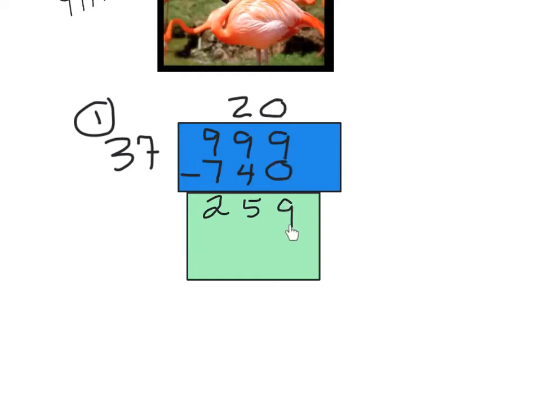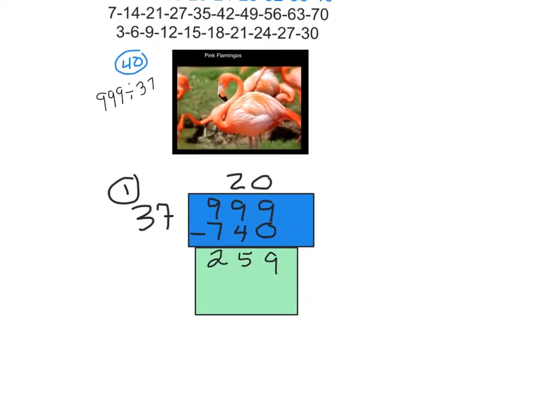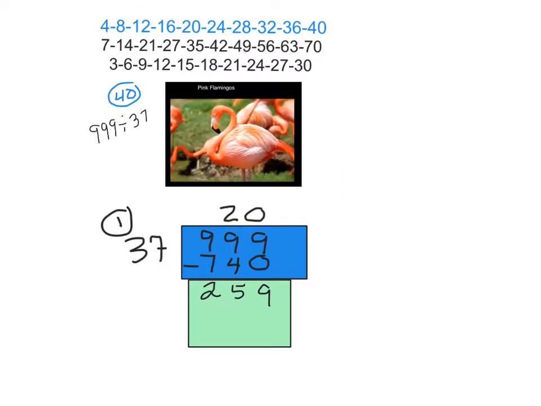So I need to look at how many times, and remember, I'm going to estimate with my 40, how many times 40 will go into 259. And remember, this is really a 0 behind each of these numbers. So I got 40, 80, 120, 160, 200, and then 240, which you see would fit in there. 280 would not fit in here. So I'm going to go with the 240.